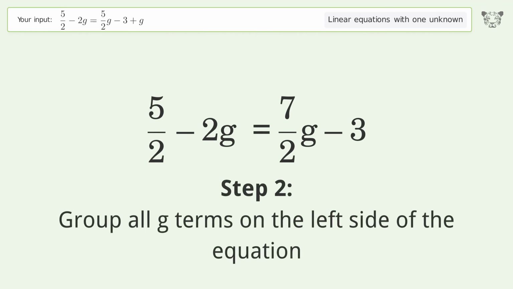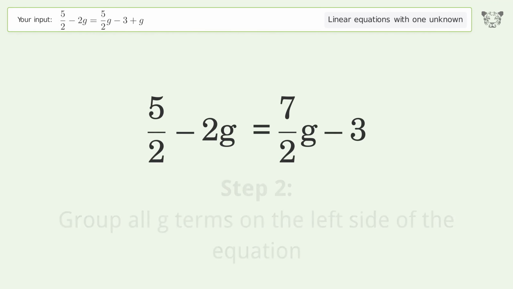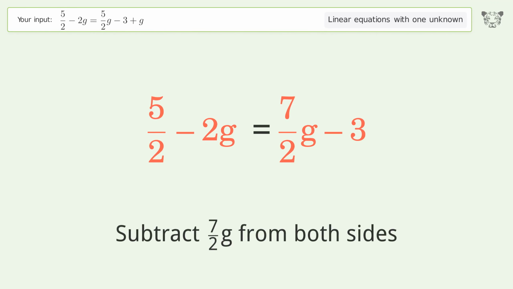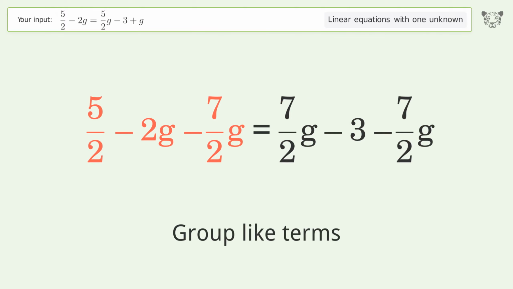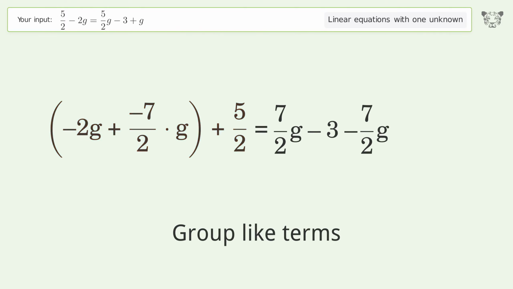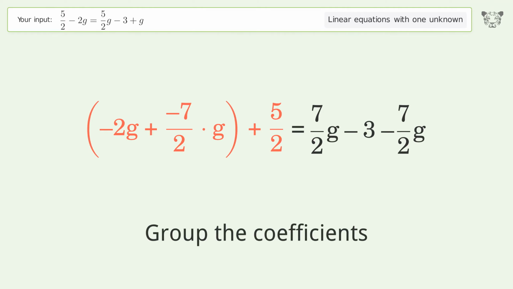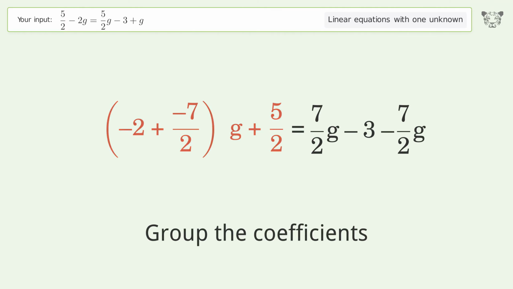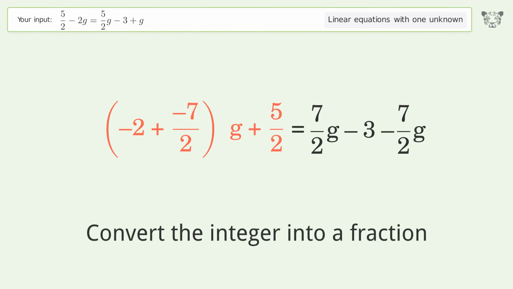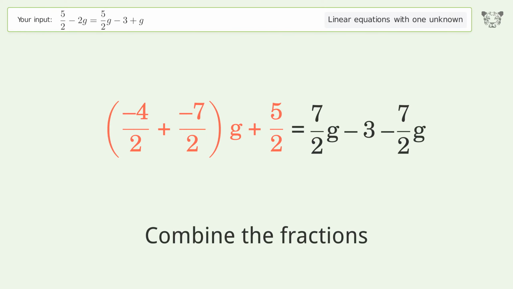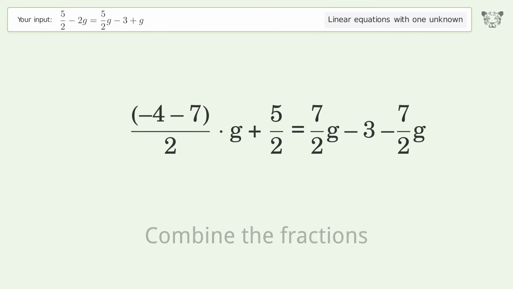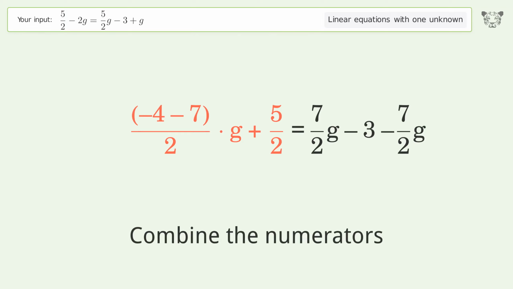Group all g terms on the left side of the equation. Subtract 7 over 2g from both sides. Group like terms. Group the coefficients. Convert the integer into a fraction. Combine the fractions. Combine the numerators.